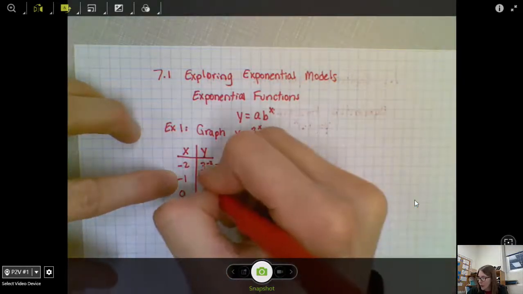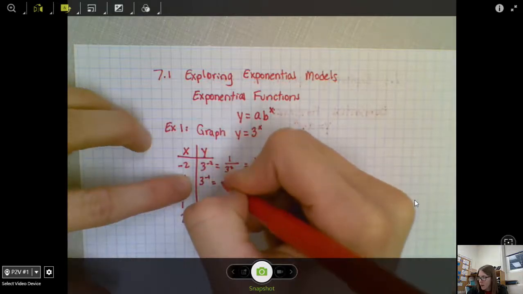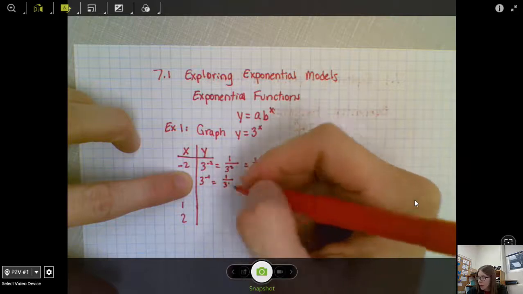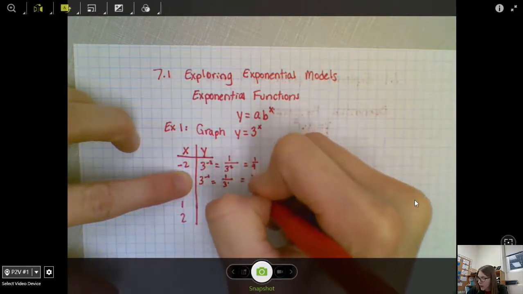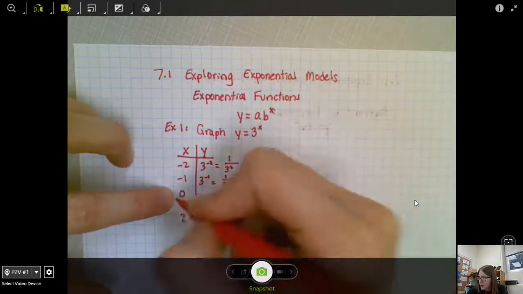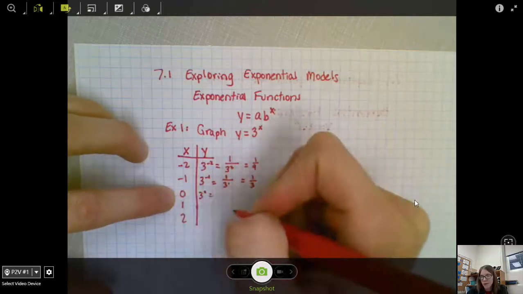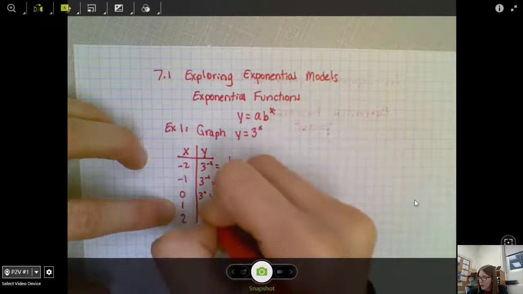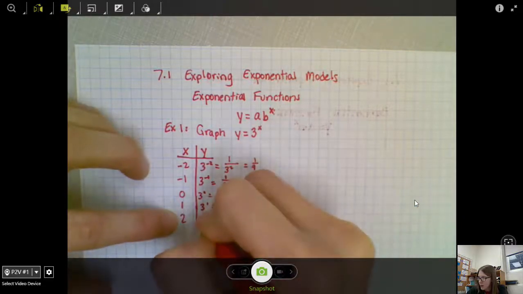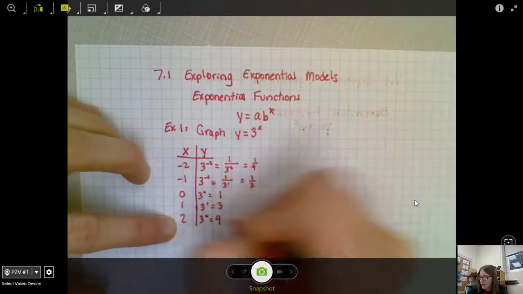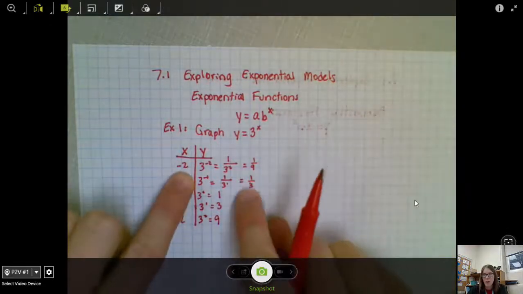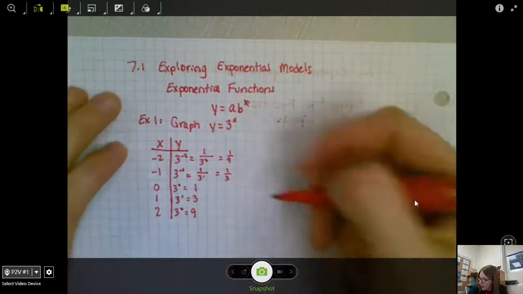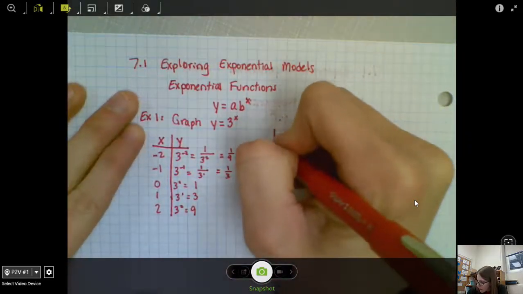Plug in -1, we'd have 3 to the -1st power. Again, that negative exponent means we have to flip: 1 over 3 to the 1st, which is 1/3. 3 to the 0 power, remember anything to the 0 power is 1. 3 to the 1st power is 3. 3 to the 2nd power is 9. So -2, 1/9; -1, 1/3; 0, 1; 1, 3; 2, 9. Those are my points on my graph.